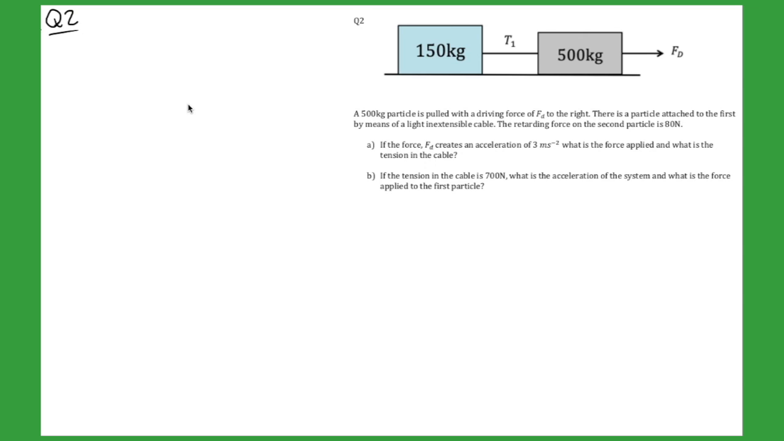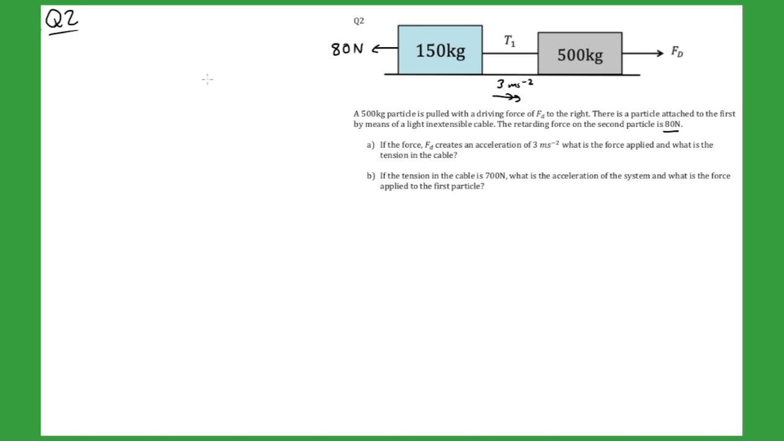Okay, so reading the question, the first thing to add to this diagram is this here. So we have a retarding force on the second particle of 80 newtons. So let's put that on here. What we don't know is the driving force, but we do know that the acceleration of the whole system is 3 meters per second squared.